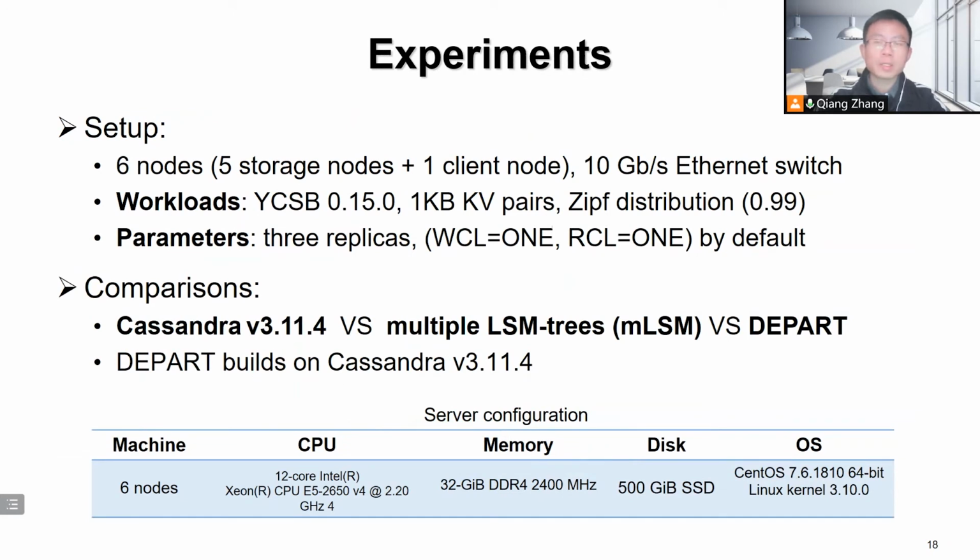We run all experiments in a local cluster that has 6 nodes. The table shows the server configuration. We use the YCSB tool to generate workloads. By default, we focus on 1 kilobyte key-value pairs and generate requests based on the Zipf distribution. We deploy 3 replicas and set both write consistency level and read consistency level to 1. We compare our DEPART with Cassandra and multiple LSM-tree design.